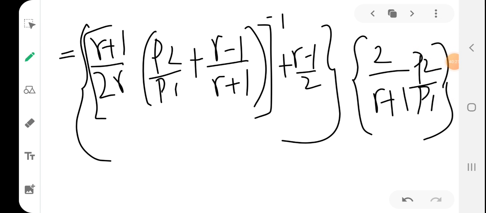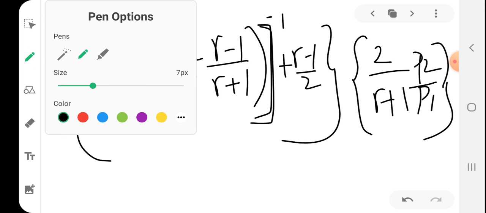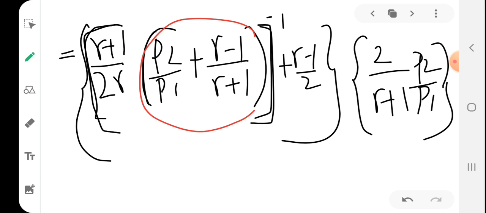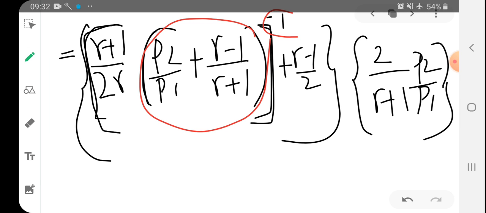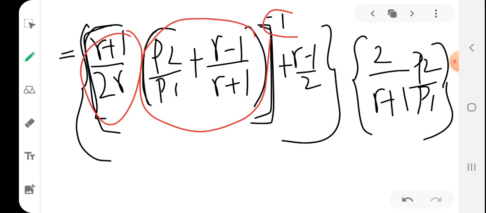Now since this exponent minus 1 is common for both these terms inside this bracket, you just bring that minus 1 to this term only. Sorry, to both these terms separately. Then what will happen? This raised to minus 1, this raised to minus 1.